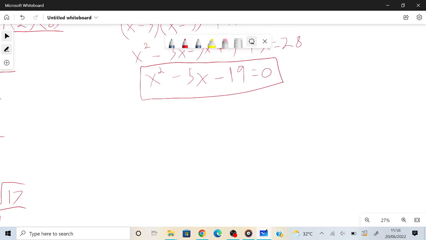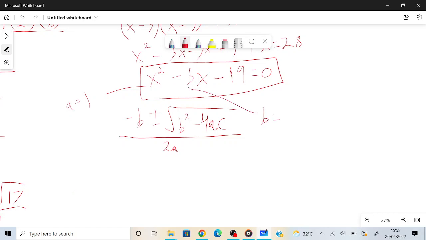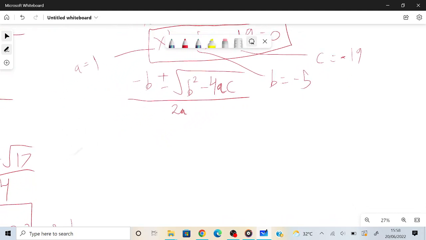So the quadratic formula, as we know, is minus b plus minus square root of b squared minus 4ac over 2a. Now we know our a is 1, because there's nothing in front of x squared, that just means 1, our b is minus 5, and our c is minus 19.